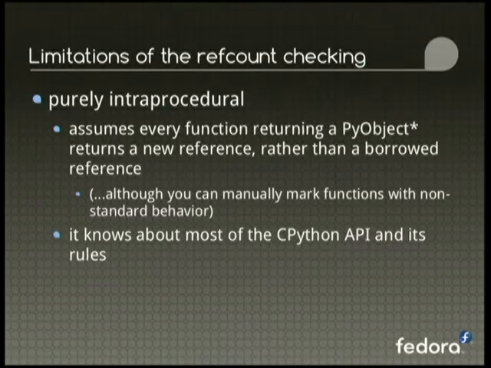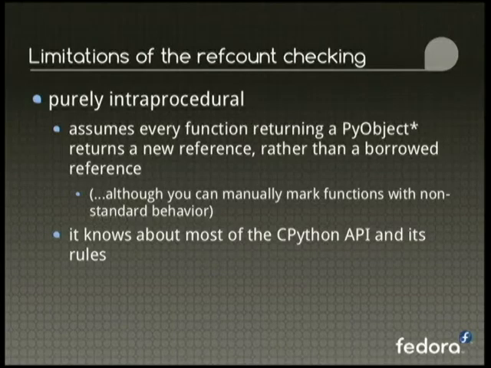Unfortunately, it's not perfect. It only operates on one function at a time, rather than considering the interaction of all the functions in your code, meaning it's an intra-procedural checker rather than an inter-procedural checker. And so it has to make some assumptions about the reference counting behavior of all the functions, since it's only considering one at a time. So it assumes that any function that returns a PyObject star is returning you a new reference rather than a borrowed reference. Now, it does support some compiler attributes so that you can mark your functions that return borrowed references, but it would be better if it just figured that out for itself. Patches are welcome.